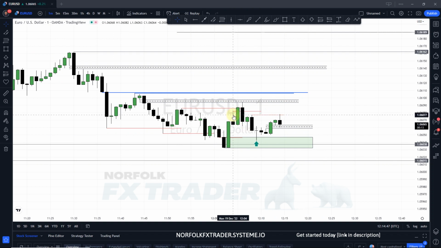Now, if you're looking for a trade, the best ideal areas to look for your trades can be above swing highs, below swing lows, areas of imbalance, areas of supply and demand.